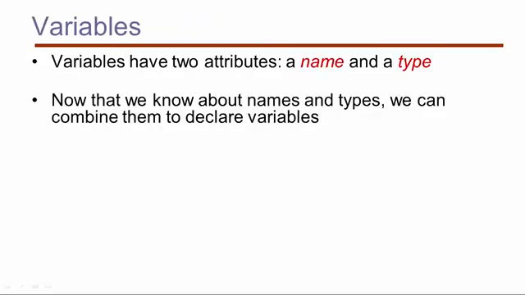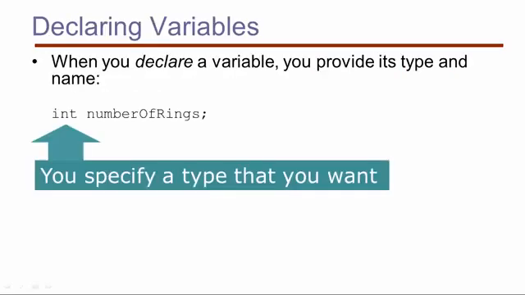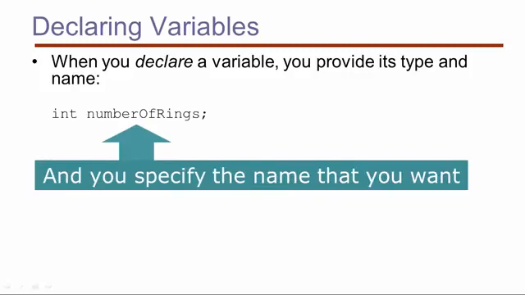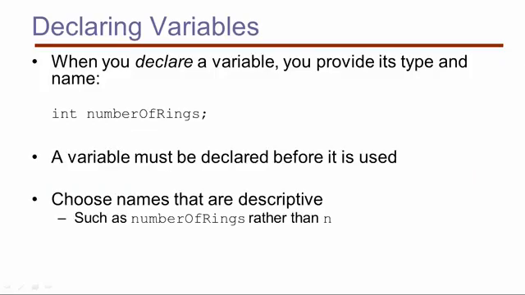Now that we know about names and types, we can combine the two to declare variables. To declare a variable, you need to specify both the type and the name. The type appears first, and then you specify the name you want to give the variable. In this case, we are declaring that we want to have a variable named number of rings that will be of type int. Java requires that we declare a variable before we can use it, and it is important to remember to use descriptive names since we want other programmers to be able to read and understand our programs.